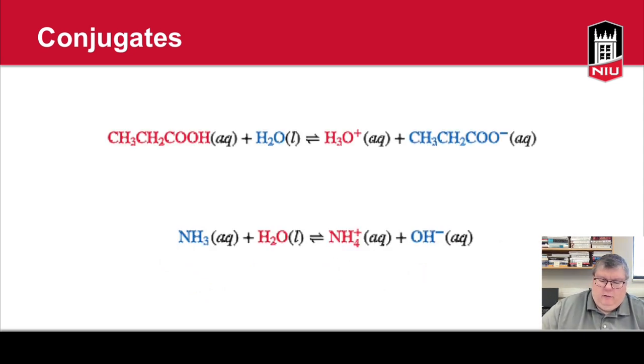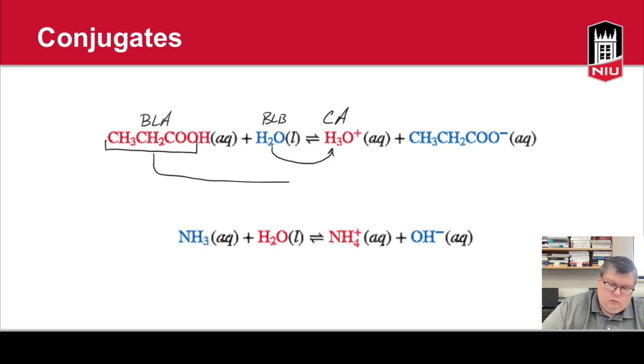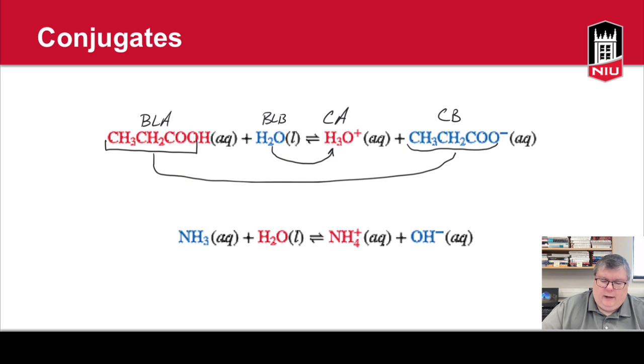So here we have CH3CH2COOH plus H2O goes to H3O+ plus CH3CH2COO-. This is our Bronsted-Lowry acid. This is our Bronsted-Lowry base. The base, which accepts the proton, becomes the conjugate acid. And whatever's left over from the Bronsted-Lowry acid becomes the conjugate base. So the Bronsted-Lowry acid and conjugate base are related, and the Bronsted-Lowry base and conjugate acid are related.